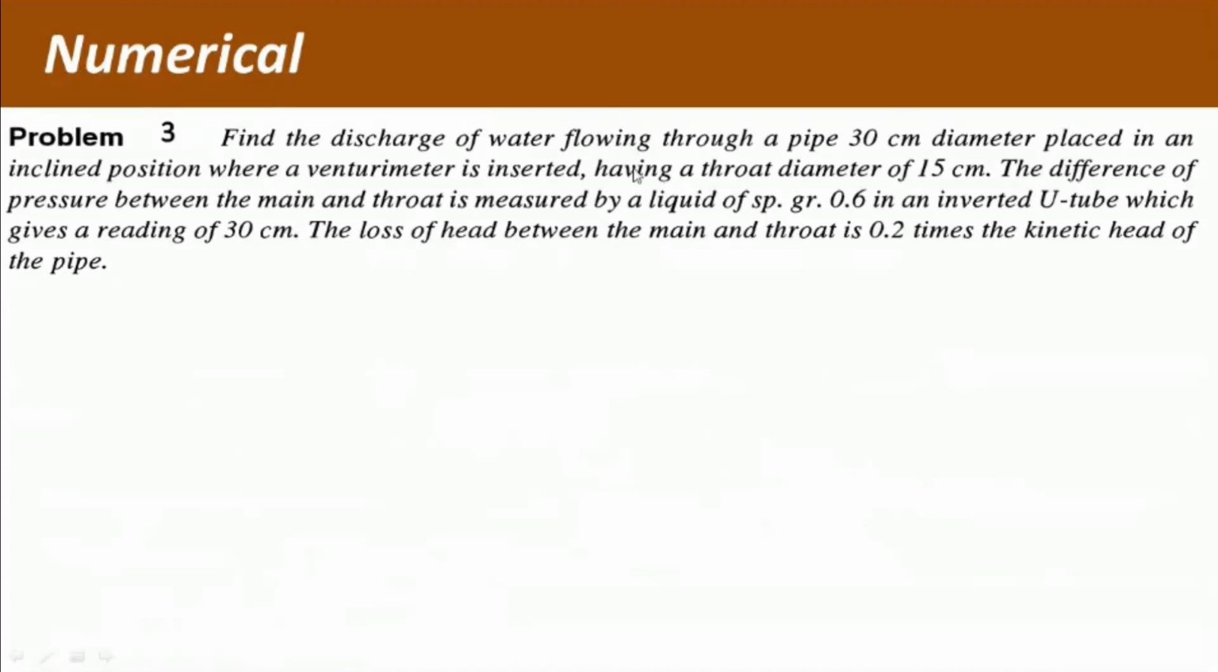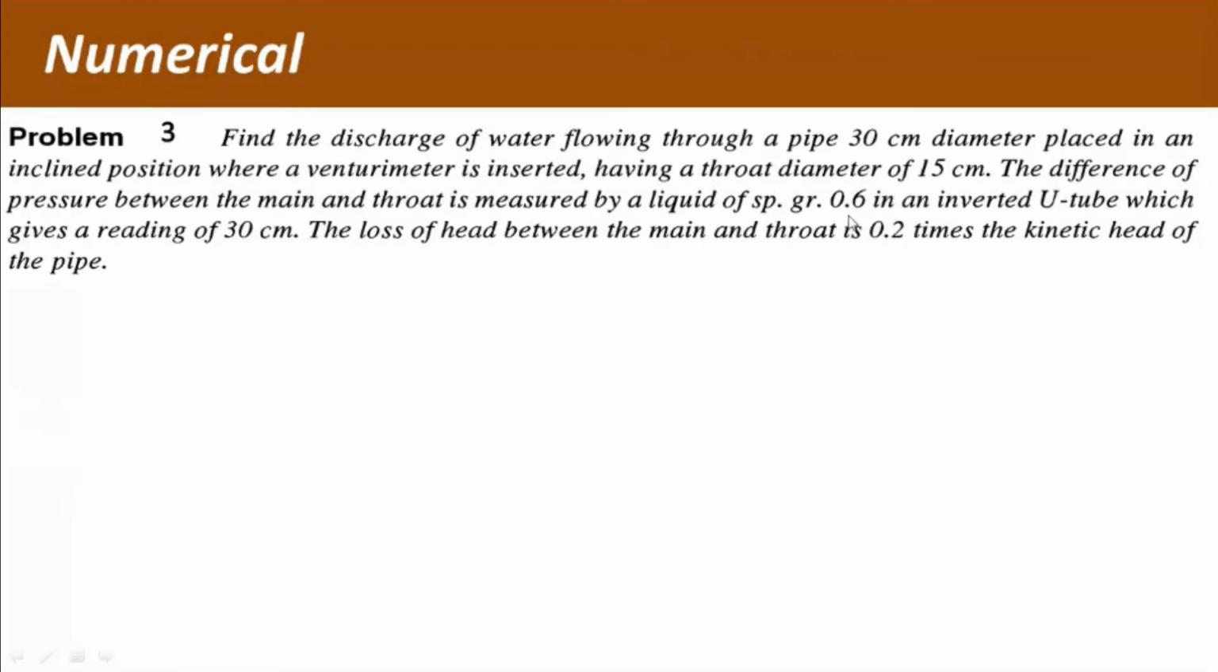Okay, then having a throat diameter 15 centimeter. So basically आपको diameter of pipe, that means D1 दिया है. D1 is 30 centimeter and throat diameter d2 is 15 centimeter, and the Venturi meter is in inclined position. Then the difference of pressure between the main and throat is measured by a liquid of specific gravity 0.6.